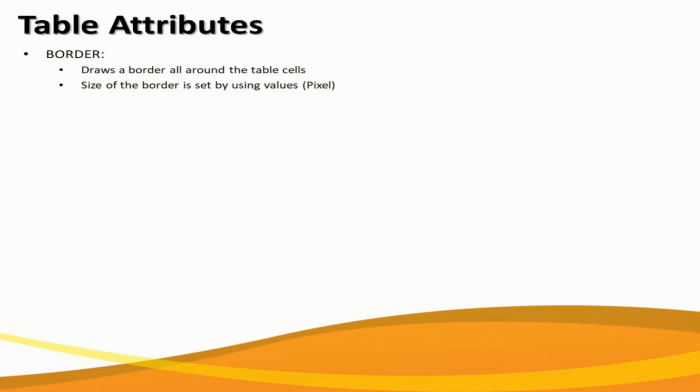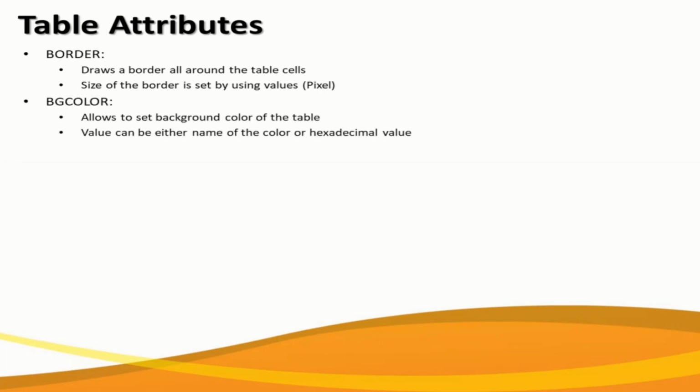We will now discuss some common attributes along with their description. The first one is the border attribute. It helps us to draw borders around all the table cells. By default, tables are shown without borders, as we saw in the last example. The size of the border can be specified by using border values, where the value should be a pixel value.